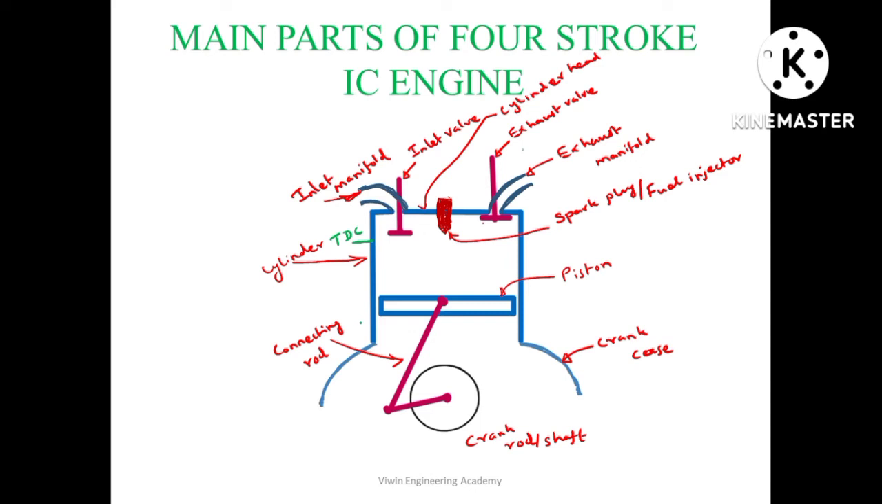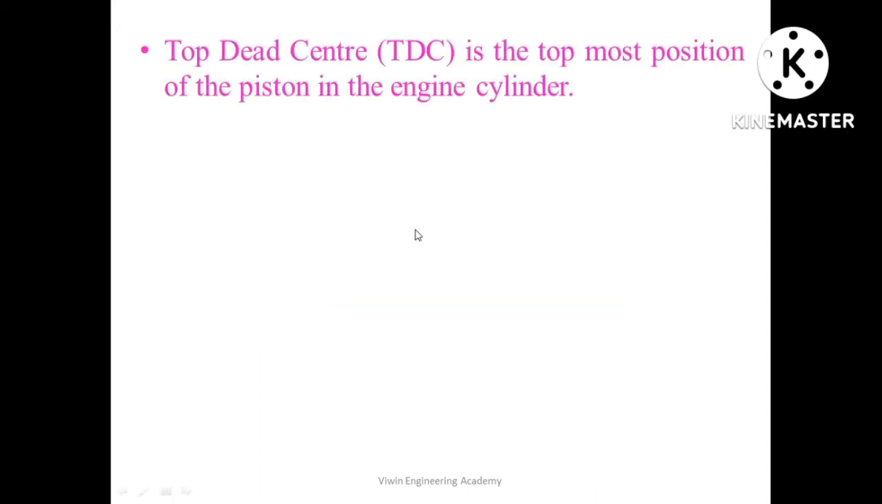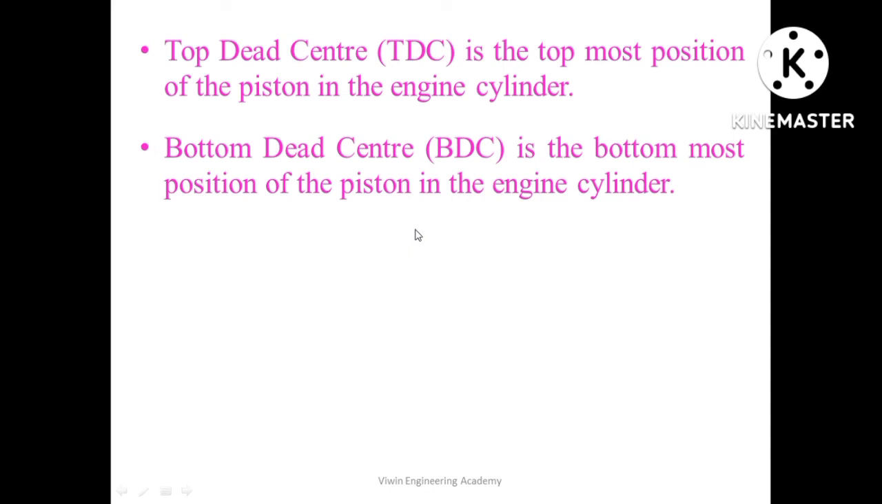Similarly, the maximum place that a piston can reach on the bottom side is called BDC, bottom dead center. So TDC is the topmost position of the piston in the engine cylinder. Similarly, BDC, bottom dead center, is the bottommost position of the piston in the engine cylinder.